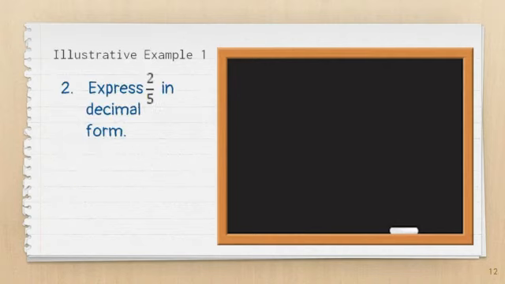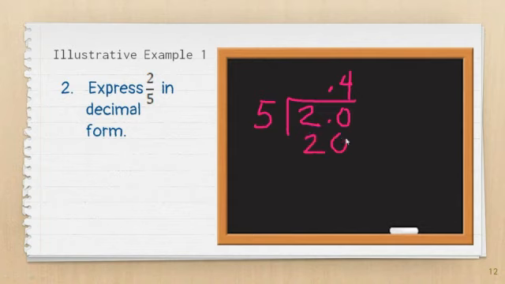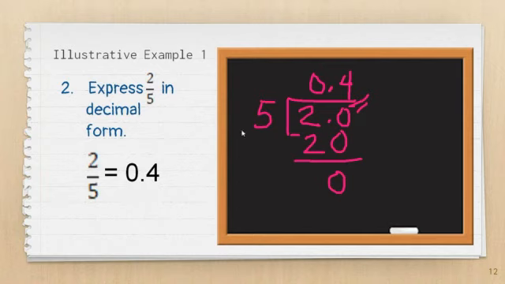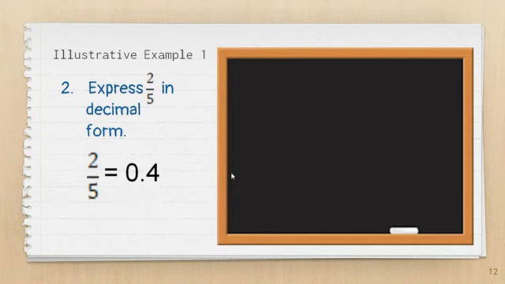Next. Express 2 over 5 in decimal form. So, ganun din. Si fraction na 2 over 5, kailangan natin gawing decimal number. So, I have 2 over 5. So, 2 divided by 5. Hindi siya pwede. Dagdagan natin ng point and then 0. So, point din sa taas. 20 divided by 5. So, that is 4. 4 times 5, that is 20. 20 minus 20, 0. So, ibig sabihin, ang 2 over 5 natin ay 0.4 or 4 tenths. Again, 2 over 5 is equal to 0.4 or 4 tenths.